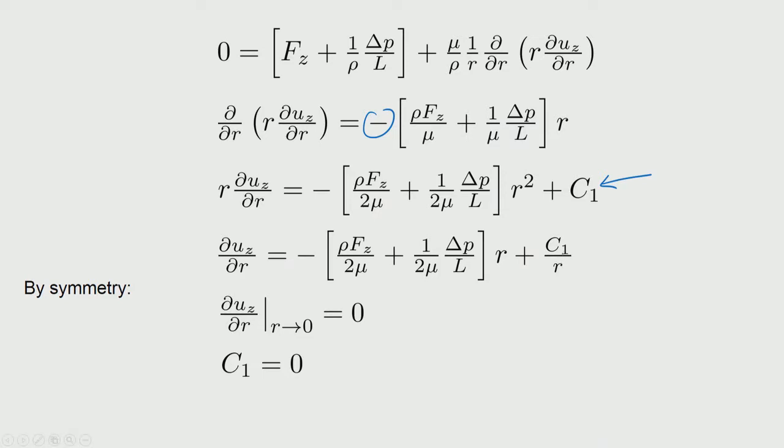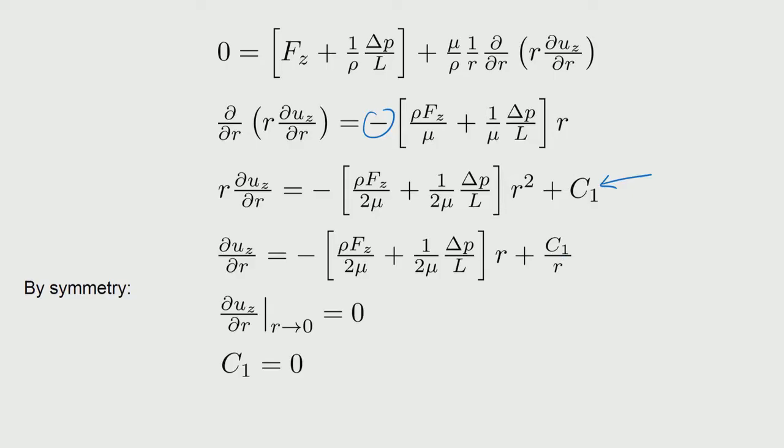So, that would be a problem, because at r is equal to 0, log r would actually blow up, and we want the velocity at the axis center to be finite. Which means that we do not want C1 to be present, because C1 by r actually will give you a problem when we integrate the next step.